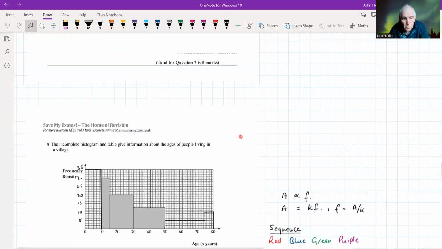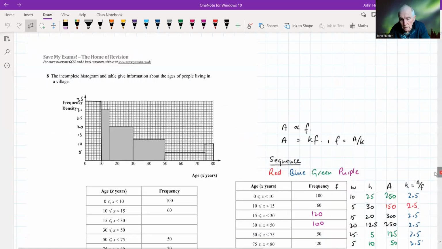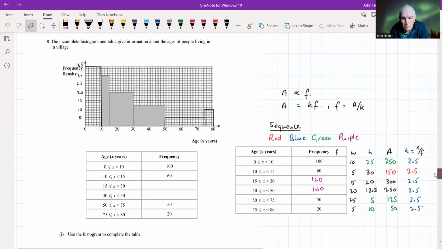All right, let's go on. Now this is an interesting one here. We see a lot of these. An incomplete histogram and table give information about the ages of people living in a village. Okay, so we're just given these grey blocks here and this table here.